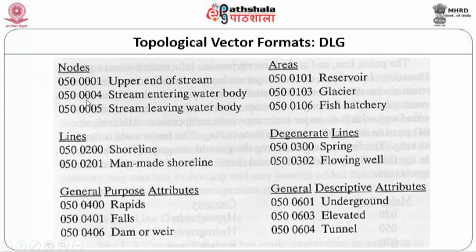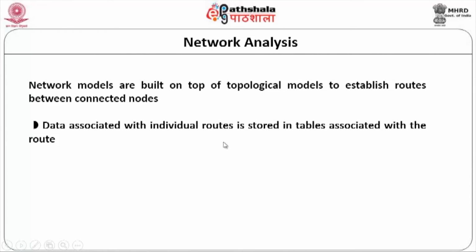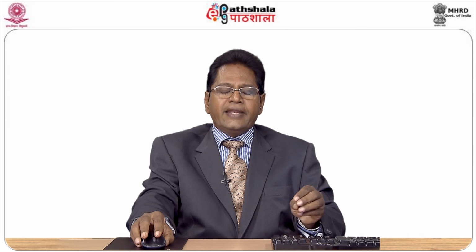You can see, for example, here, 050 upper end of a stream, 050 001, and then once it is entering the stream water body, that is given a value of 4 node, and this is given 5, and so on. All the shoreline 200, 201, the man-made shoreline, any other line like a spring, like a flowing well. So when this sort of common number is assigned, it becomes much easier for you to retrieve the data conveniently.